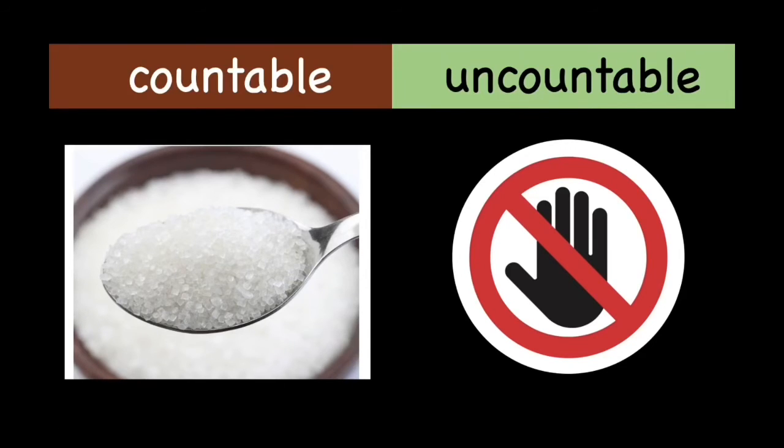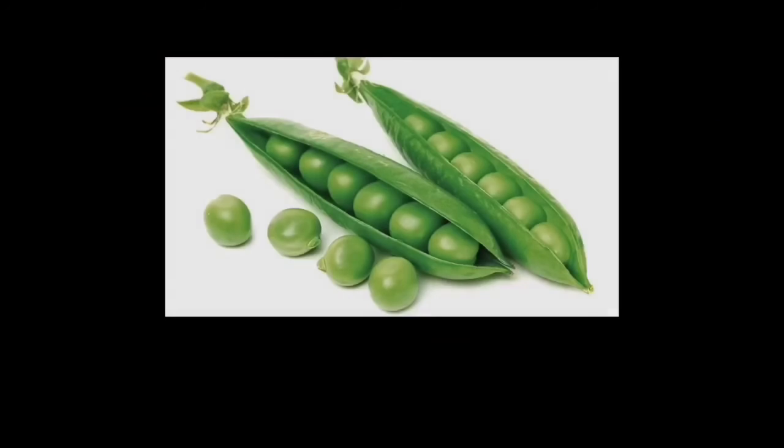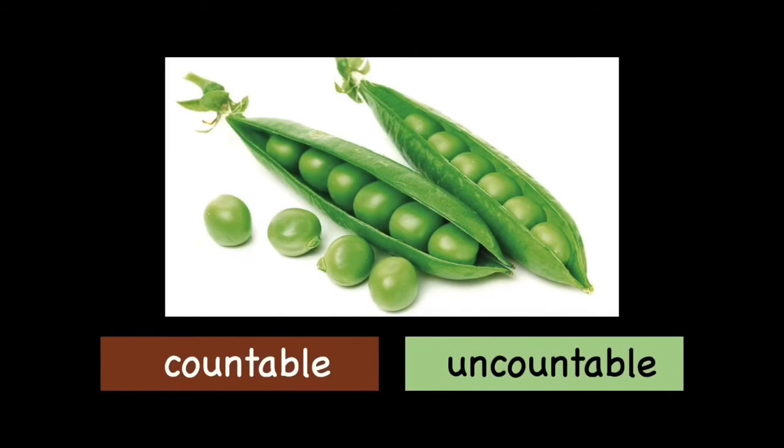Let's revise the countable and uncountable nouns. Countable nouns are the ones that you can count, such as 1, 2, 3, 4, and so on. But uncountables are the things that are too small, too much, or like water that we cannot count. So Mr. Shahrul is going to give you some food. Then you are going to tell me whether it is uncountable or countable. Are you ready? Great. The first one is a piece of peas.